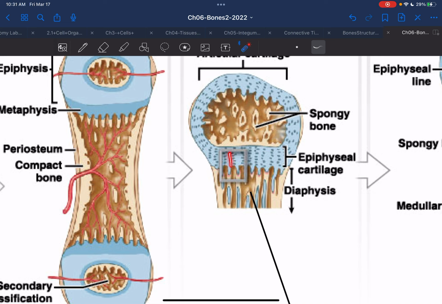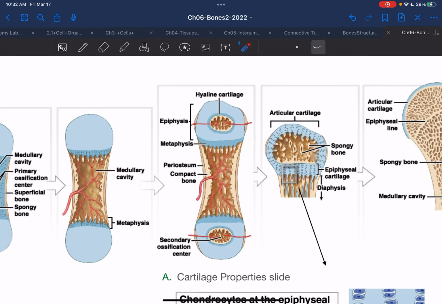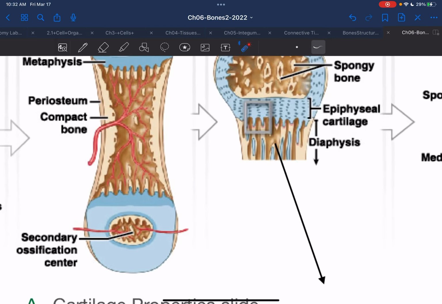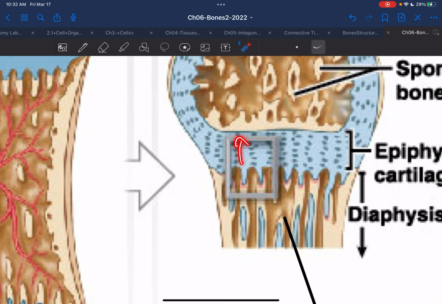So they are building bone this way, pardon. They are building bone, which way? Yes, that's right. They are building bone in the opposite way.